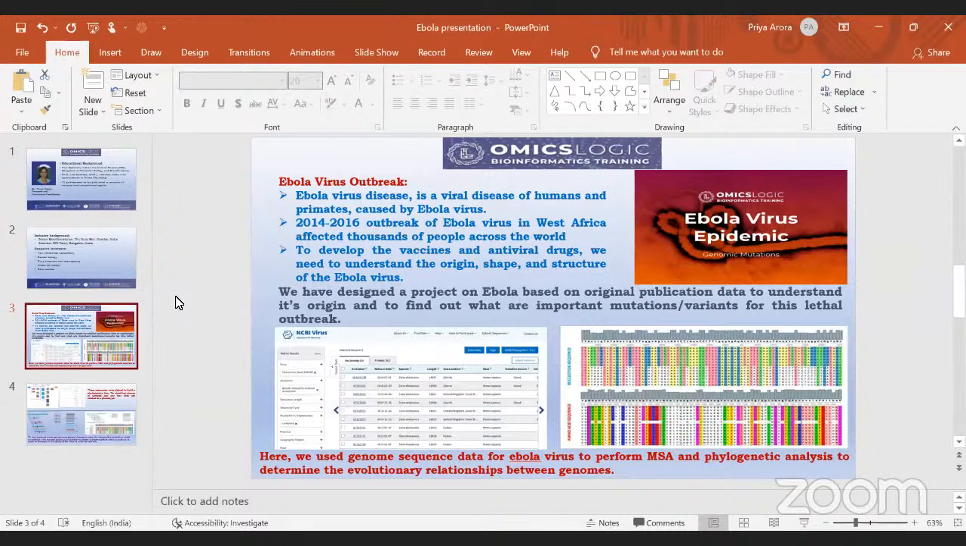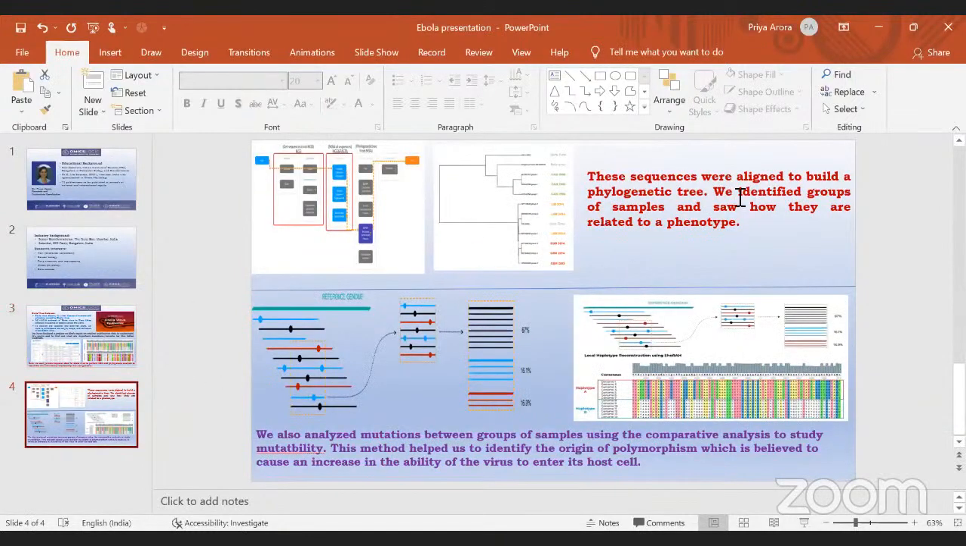So we got the data from NCBI platform, NCBI virus platform. Here we used genome sequence from this particular platform, and we performed multiple sequence alignment and phylogenetic analysis to determine the evolutionary relationships between these genomes. And then what we identified was the groups of samples and saw how they are related to the phenotype. So we used T-Bio platform server, which Sonalika and Ilya and Dr. Raghav, they've already spoken about this.